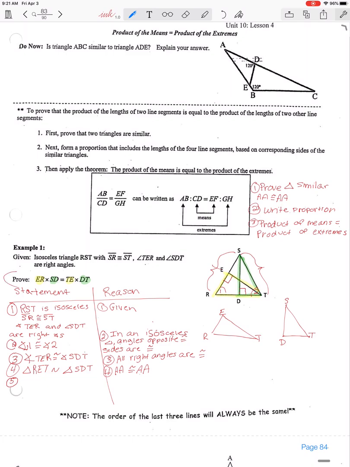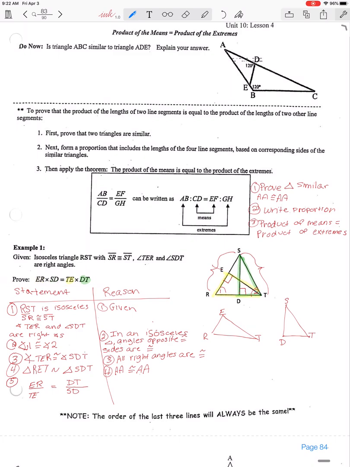They gave us this to prove. So what I do is I write out my proportion lines just like this. I say, okay, I know ER has to multiply to SD. Now, we're really cross multiplying. That's what product of the means equals product of the extremes means. So whatever you're multiplying needs to go across from each other. So then I have TE over DT. So if I was to cross multiply, those would multiply to each other, and that's what we have here.